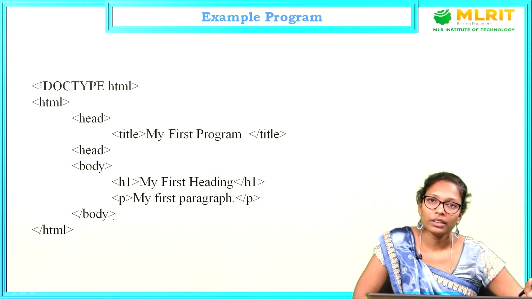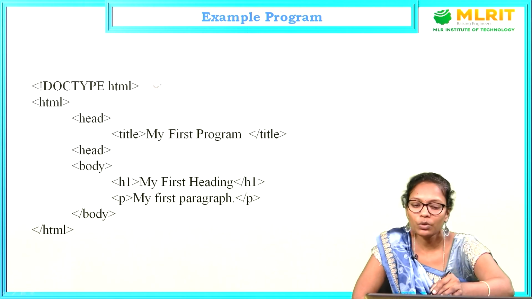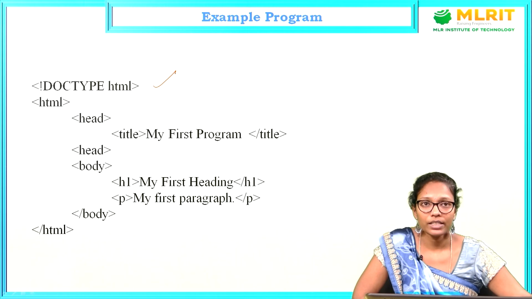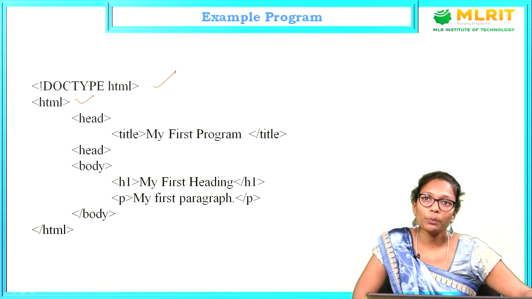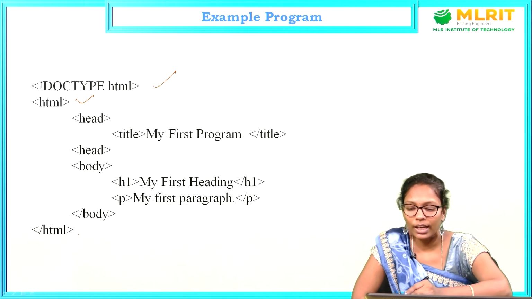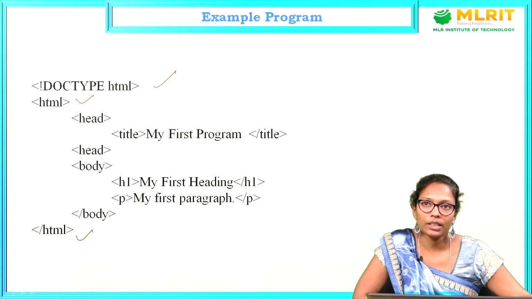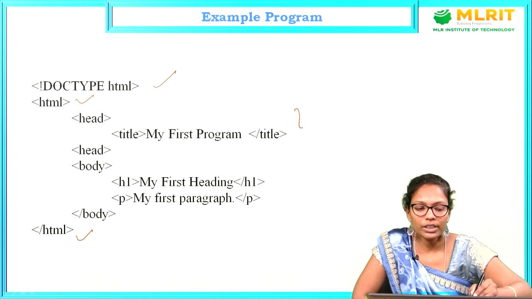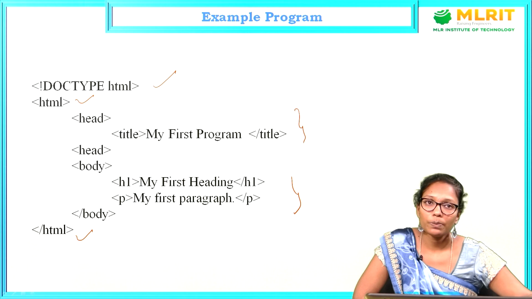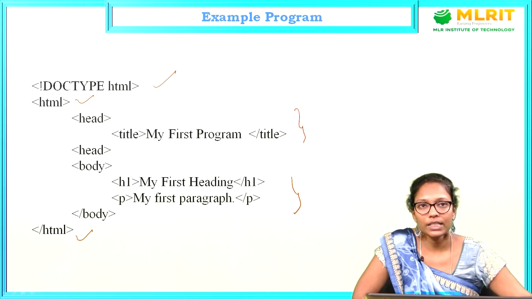So this is the example program. Already we know why we are writing this. It indicates the type of the document. And the first tag, or the root tag, for your program is HTML. And the last tag will also be the same. In between this, we are writing our program, which contains two parts. Again, the first part is the header part and the second part is the body part.